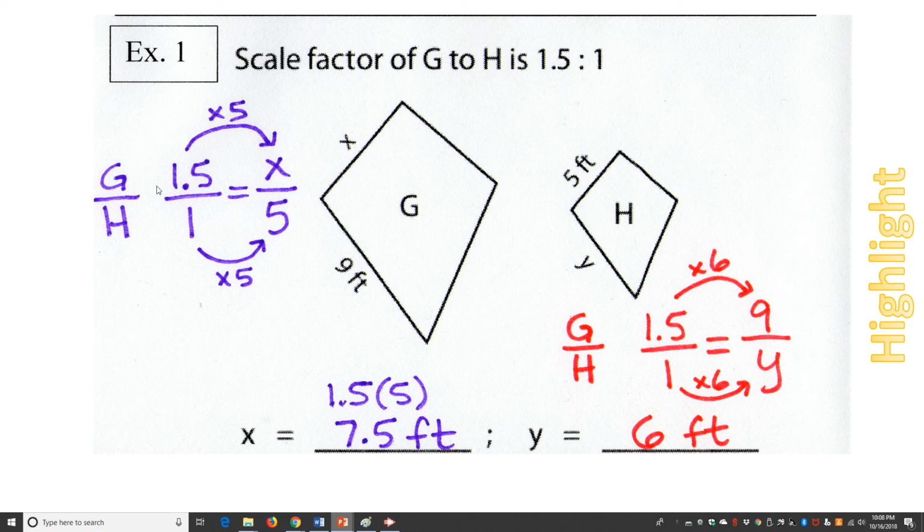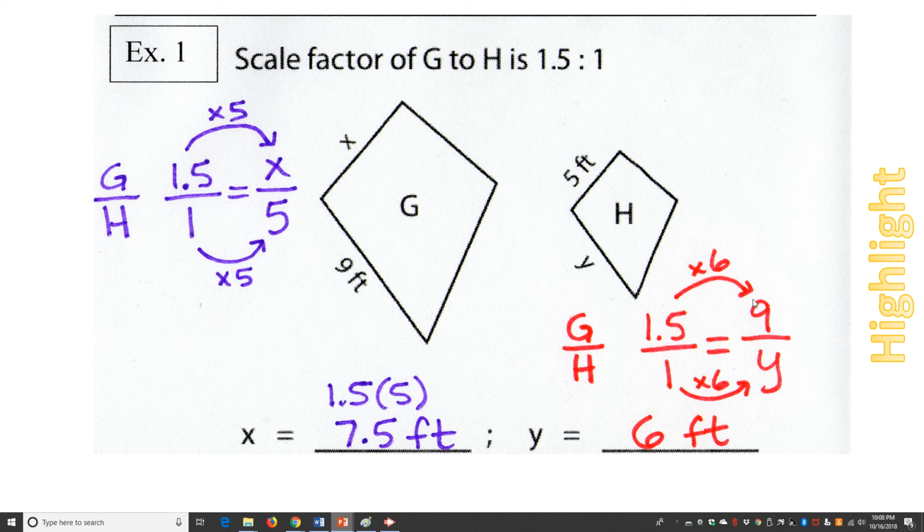And then looking at the relationship, to go from 1 to 5, it's been multiplied by 5. So 1.5 times 5 would be our X value. And that's why over here I wrote 1.5 times 5 is 7.5 feet. Now here, to find our Y value, I did G over H again, which is 1.5 to 1. This time the Y is on the H shape, so that goes in the denominator, and then Y corresponds to 9 feet on the G shape.